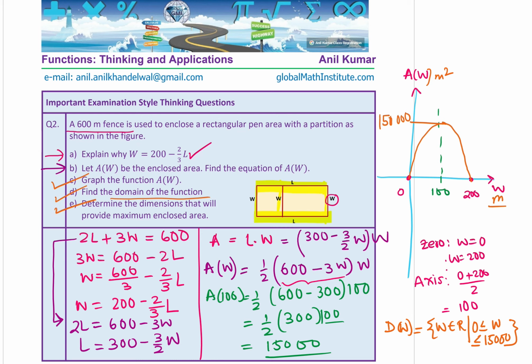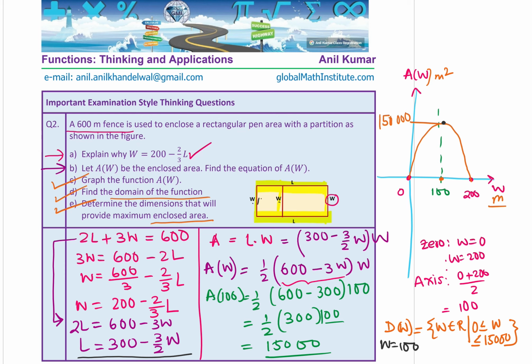Now, part E is to determine the dimensions that will provide the maximum enclosed area. So, of course, width is 100 here. For maximum enclosed area, width is equal to 100. We'll go with the vertex, right? And if width is 100, what is the length? We can now find what length is. You take away the width, which is 100, 100, 100. 300 is taken away from 600, and then divide by 2 to get the length, right?